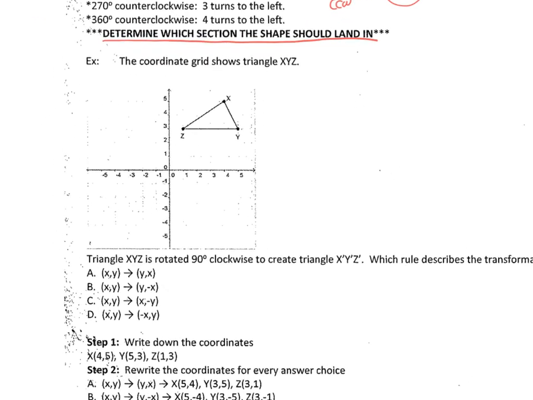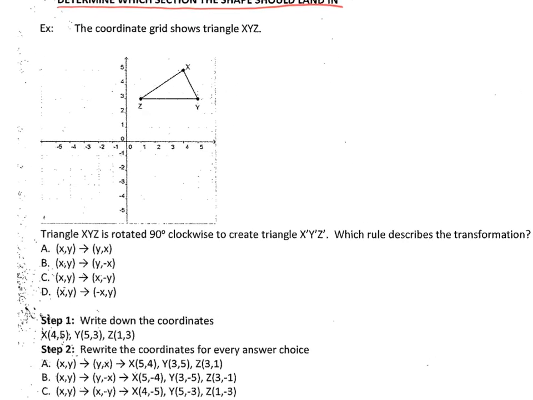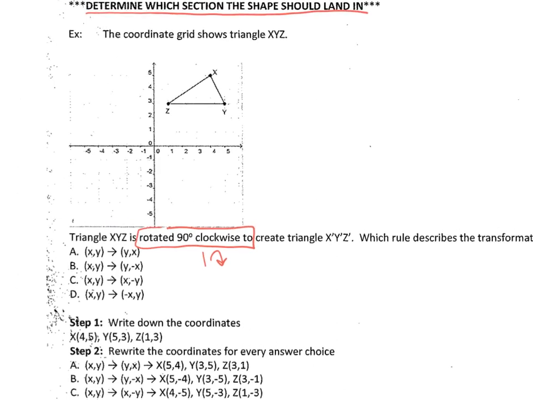So example 1, the coordinate grid shows triangle XYZ. Triangle XYZ is rotated 90 degrees clockwise. So clockwise means we're moving to the right. 90 degrees tells us we're moving one time. To create X'Y'Z', which rule describes the transformation?